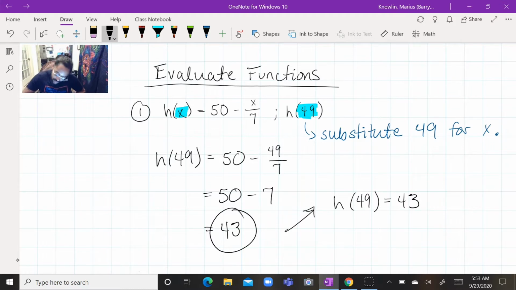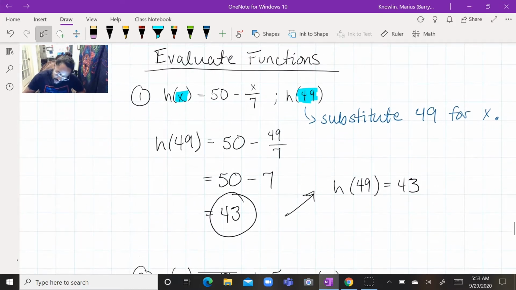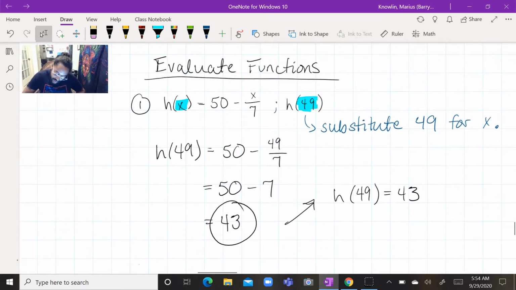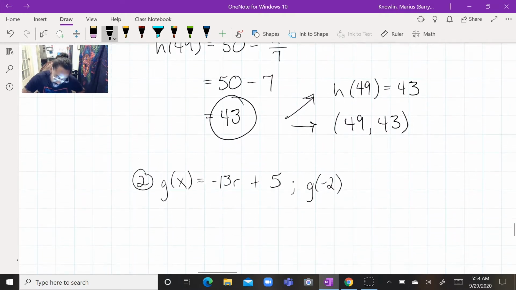Also, another way to look at this, you could also write this as an ordered pair. Another way to write this would be x equals 49 when y equals 43. Alright, let's take a look at number 2.